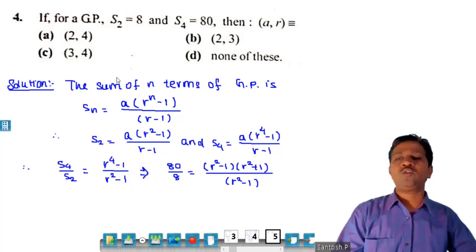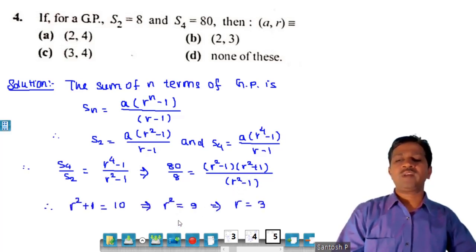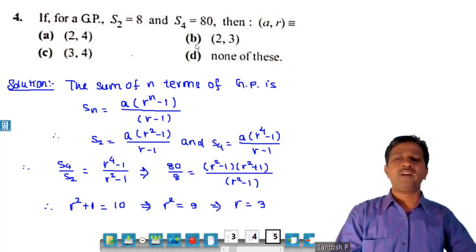The value of S4 is given in the question, which is 80. The value of S2 is given as 8, and the factors of the numerator are R squared minus 1 into R squared plus 1. So cancelling R squared minus 1, you will get simply R squared plus 1, and we have R squared plus 1 equals 10, and therefore R squared equals 9, and hence R equals 3. So from the options, R equals 3 is in option B, and there is more probability of option B. But as none of these options is decisive, I must find the value of A.